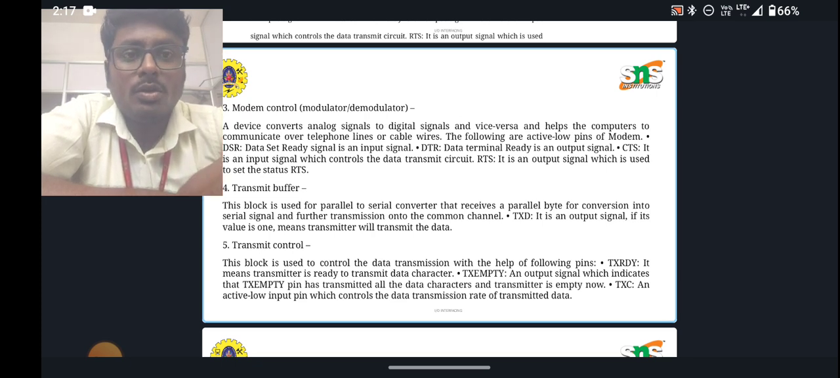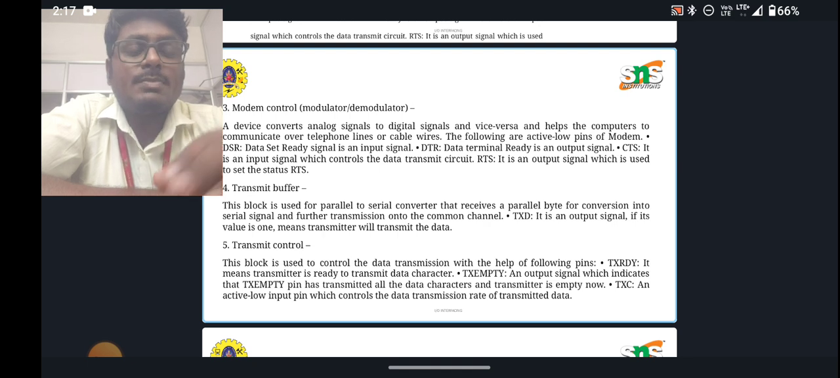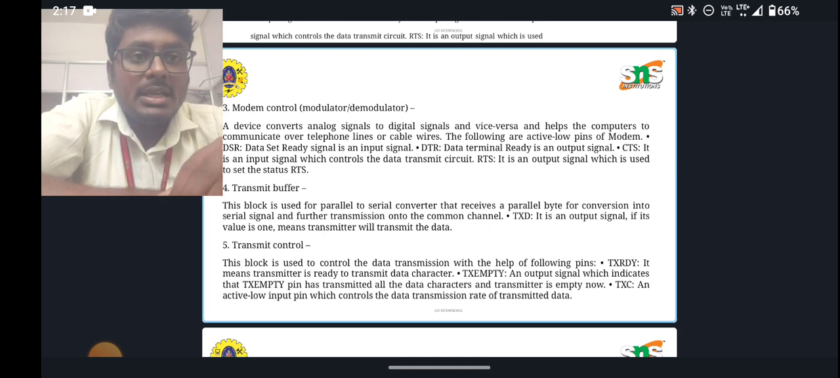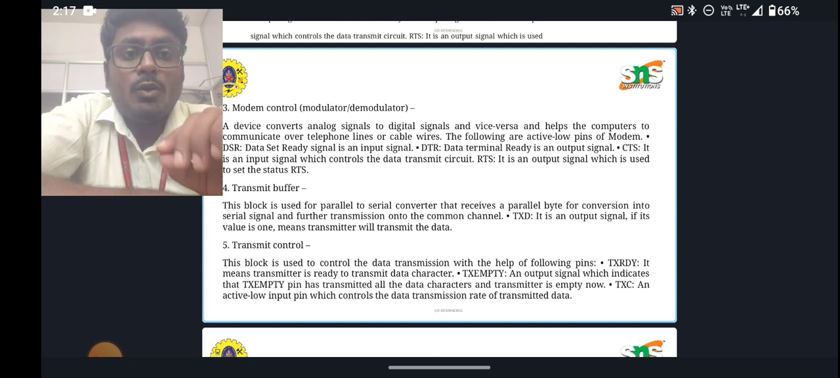Whereas transmit control is used to control the data transmission with the help of the following pins. TXRDY means the transmitter is ready to transmit a data character. TXEMPTY is an output signal which indicates that the transmitter has transmitted all the data characters and is now empty. TXC is an active low input pin which controls the data transmission rate of the transmitted data.